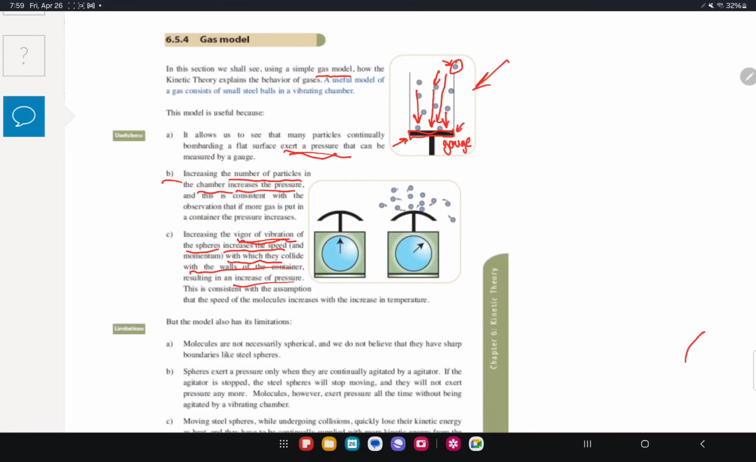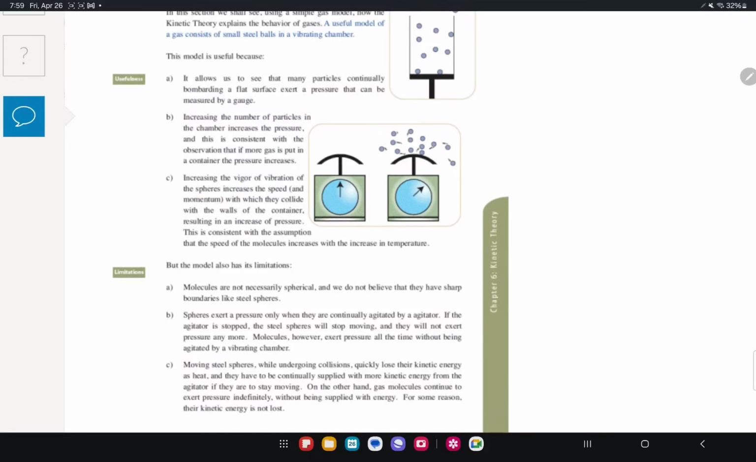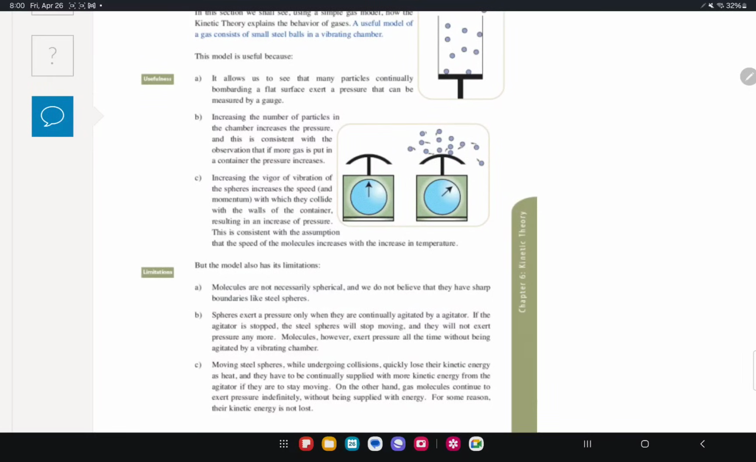Okay, then they say the model also has its limitations here. Molecules are not necessarily spherical. In this model, we're using spheres, but molecules are not spheres. So that's one of the limitations. Some are spheres, some are not. So that's why you can't really rely on this experiment.